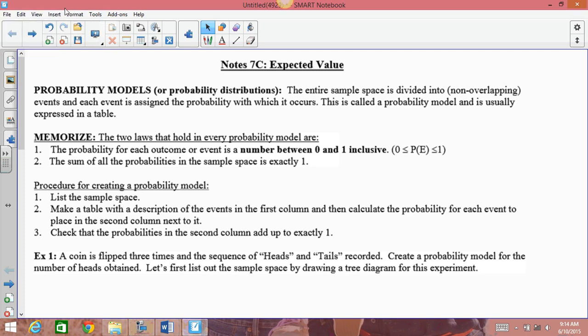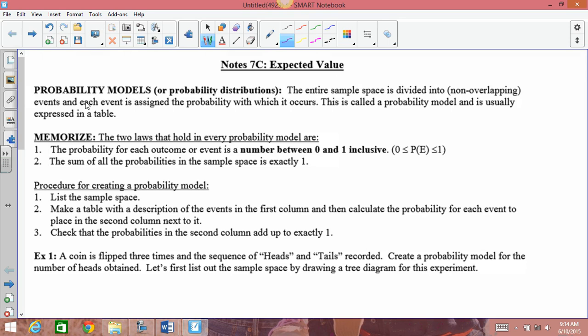So now we'll look at section 7C, which is on expected value. And in order to calculate expected value, which will be a formula that we introduced at the bottom of this particular page, you'll first need to calculate the probability model. And I think that'll be very helpful for you.